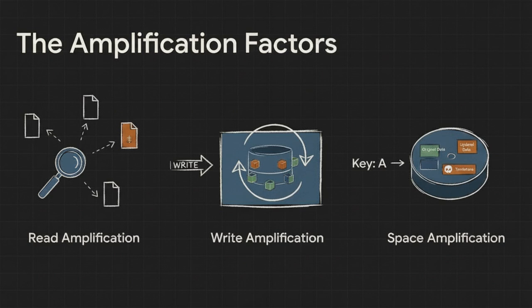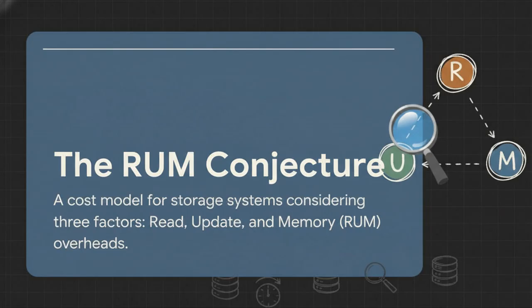And this brings us to the language that engineers use to talk about these problems, the amplification factors. Read amplification is how much extra work you do on a read. Write amplification is all the extra writing the database does behind the scenes, like that compaction process. And finally, space amplification is the extra disk space you use up by temporarily storing multiple versions of the same data. Every single storage engine out there is in a constant balancing act between these three forces.